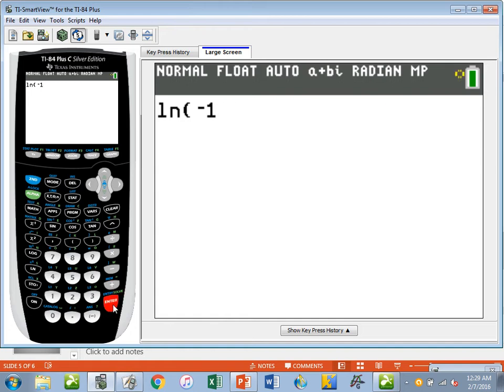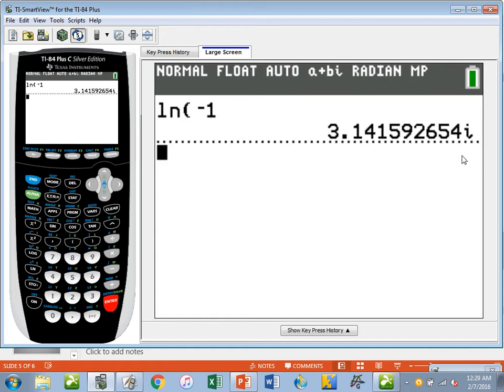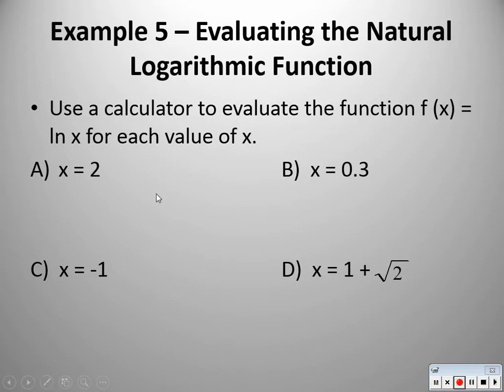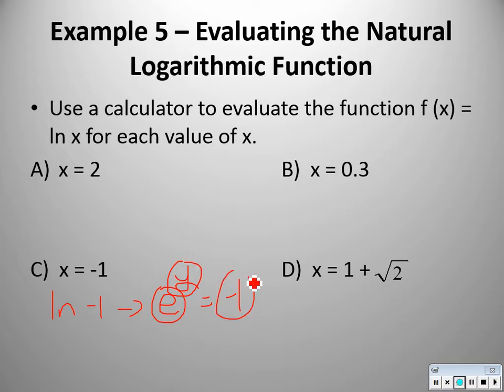So if I do that here, notice I get once again an imaginary solution for this, because remember, I kind of come back to this again. What I'm basically asking myself when I do the natural base of negative 1 is, e to the what power equals negative 1? Because this base is positive, there is no real number that I could take to that power that's going to get me a negative answer. So that's what's going on with part C there.